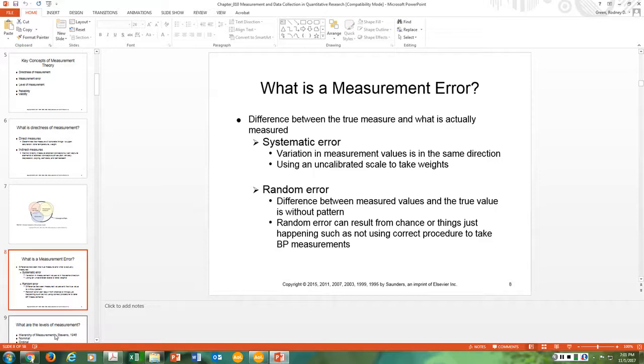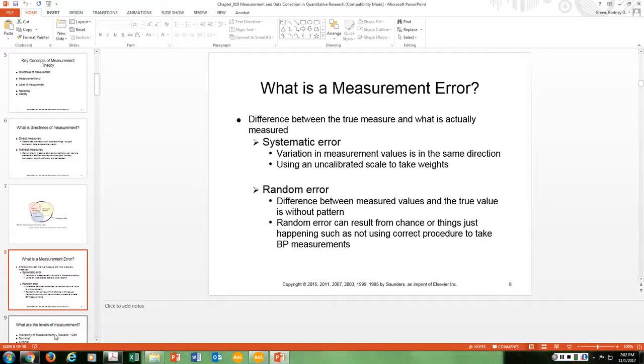So systematic error is variation in measurement values that go in the same direction. An example would be using an uncalibrated scale to take weights, so that every time you take someone's weight, say in a week you take 10 patients' weights, if it's uncalibrated, it could give you 1 or 2 or even 3 pounds higher than their actual weight, or 1, 2, or 3 pounds lower than their actual weight. That's systematic error. So every time you use that scale, you're going to get that variation in measurement, but it will always be in the same direction, either on the plus side or on the negative side. Random error is the difference between measured values and the true value, and it is without pattern.